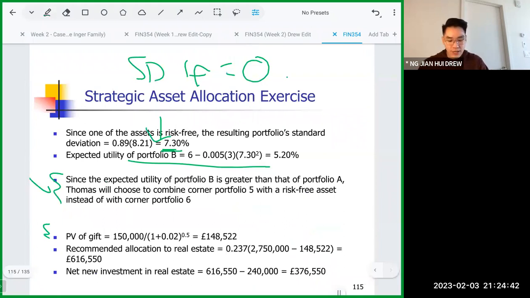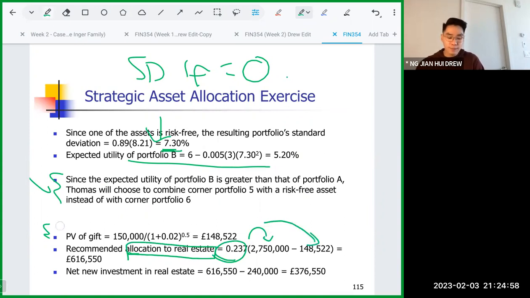Based on the 23.7, we can calculate the recommended real estate allocation by taking 23.7 multiplied by your net worth minus the gift. So you need to less away the PV of the gift. I hope you remember your time value of money, because you always need to consider time value of money when you think about finance. Of course, your gift is given in 6 months, so the value of the gift now is lesser because of the discount factor of your risk-free rate. Risk-free for 6 months, you need to discount it.